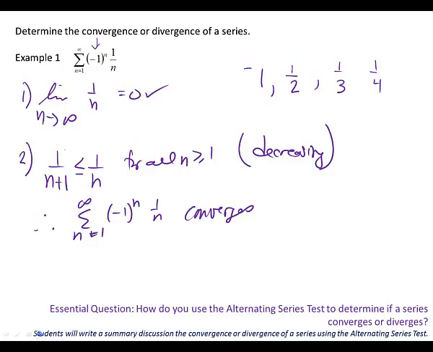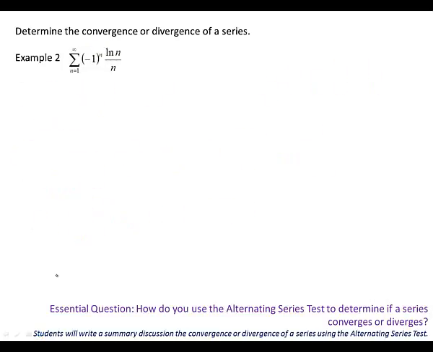All right, we good? Okay. So, example 2, we've got, is it alternating? Yeah, we've got the indicator that it's alternating. So let's go with, we got to look at our limit as n approaches infinity of the natural log of n over n.